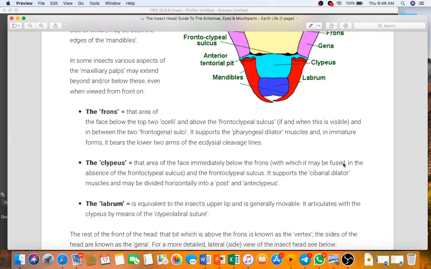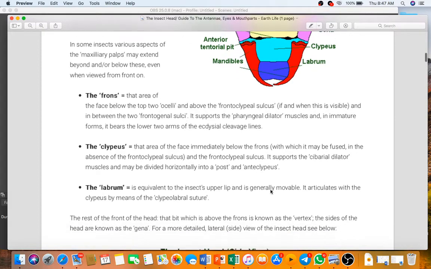it may be fused or absent in the frontoclypeal sulcus. It supports the cibarial dilator muscle and may be divided horizontally into postclypeus and anteclypeus.